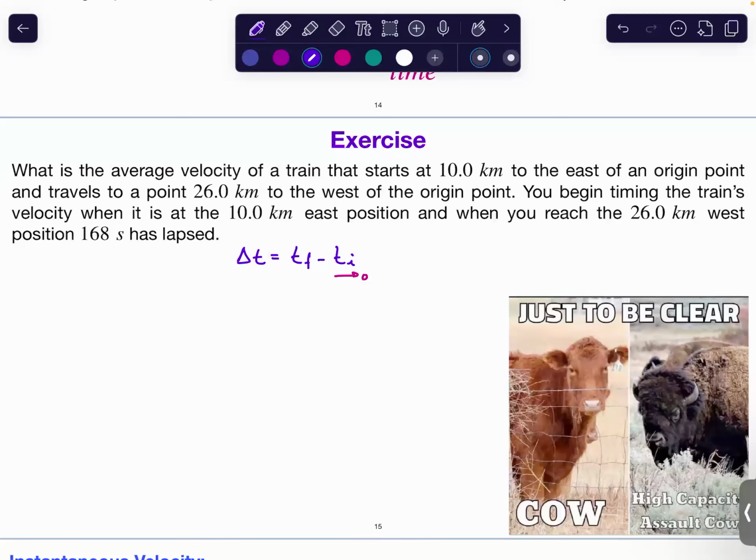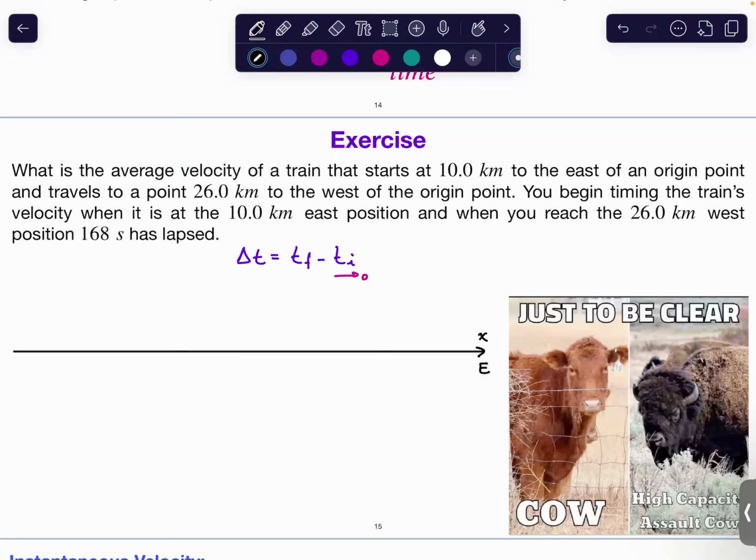Okay, so let's kind of draw what this is going to look like. The train only travels on a track, so I'm going to put an arrow there. That's positive X, and that's also east. West is over here. Let's put my origin right there. And again, you have to put an origin in because it says at a certain point, because you're going from some east position to some west position. So you know the origin has to be between those two somewhere because you have to cross from one to the other.